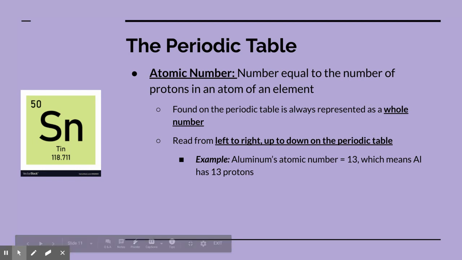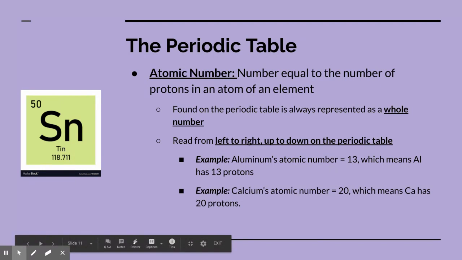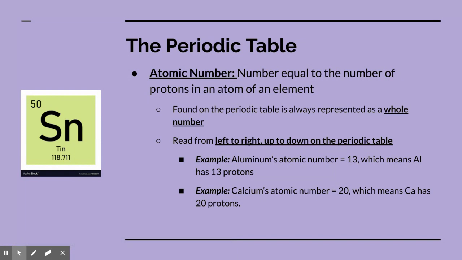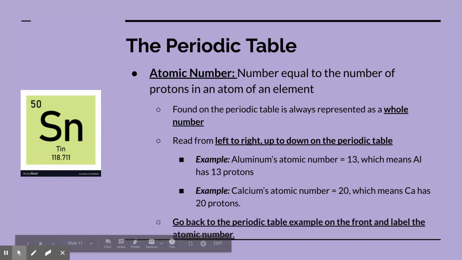So for an example, if we look for aluminum on the periodic table, we'll see that the whole number associated with aluminum is 13, which means aluminum has 13 protons. Okay. Another example: calcium's atomic number is 20, which means that calcium has 20 protons.